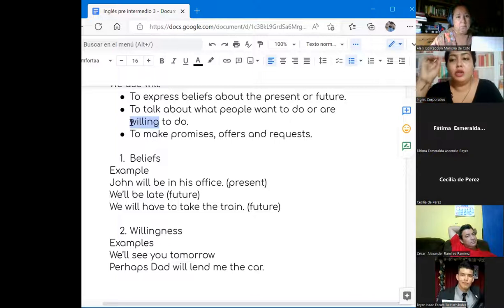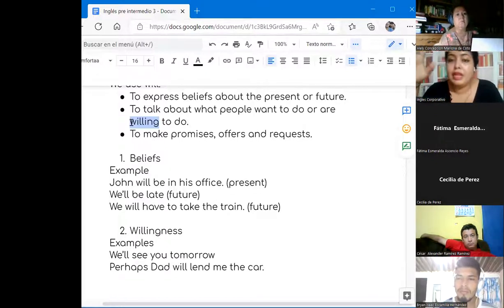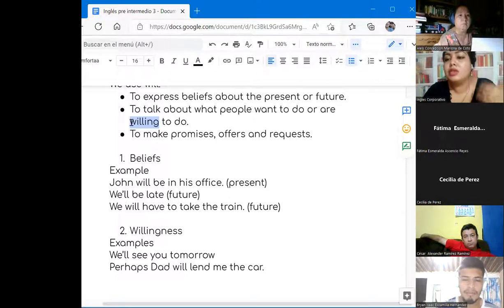En ese caso, si nosotros estamos 100% seguros de que algo se va a lograr, we are going to use going to. Pero en el caso del willing, es cuando usted está dispuesto. No tiene nada que ver con el futuro.